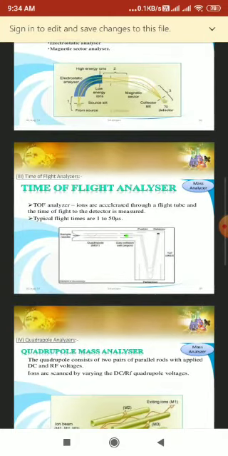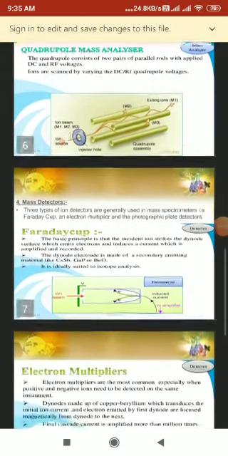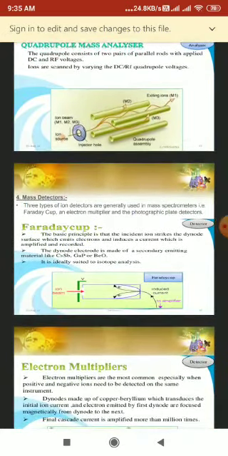Now we have seen the fourth type of analyzer: the quadrupole mass analyzer. In quadrupole analyzers, the sorting of ions according to their mass to charge ratio is done without the need of a magnetic field. The field is used to modify the motion of the ions so that only those ions having a narrow range of velocities or masses can be detected. Now we have seen the fourth basic component of instrumentation of mass spectroscopy, the mass detectors.